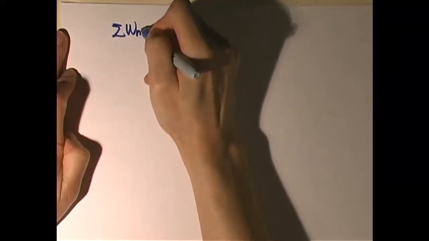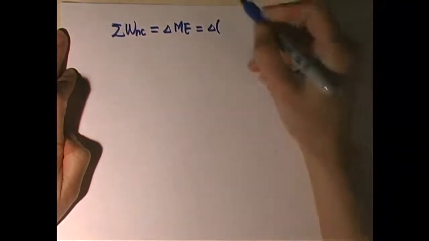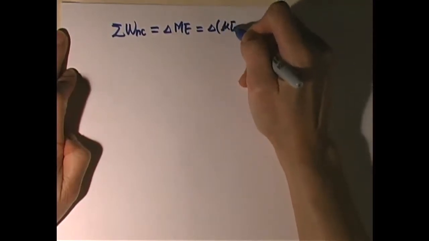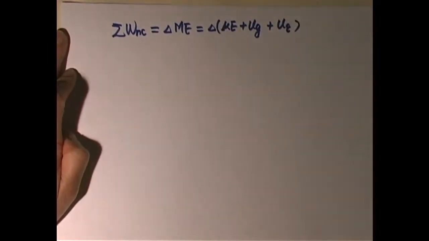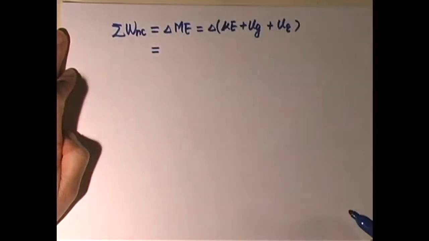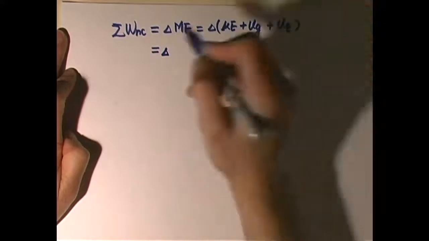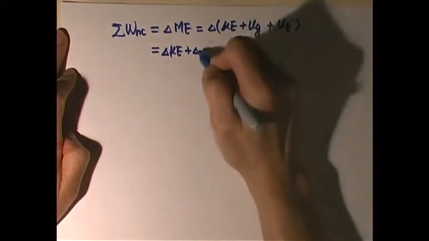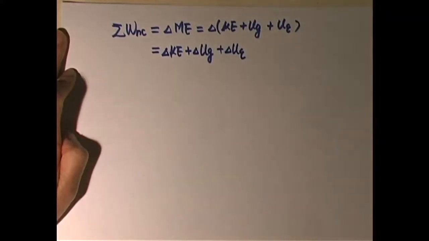We just learned from chapter 8 that the sum of work done by non-conservative force equals delta of mechanical energy. That is, delta of mechanical energy consists of kinetic energy K plus gravitational potential energy plus elastic potential energy. So delta of K plus Ug plus Ue can be replaced by delta K plus delta Ug plus delta Ue. This is a very, very useful equation. By using this equation, we can solve a lot of problems very conveniently.